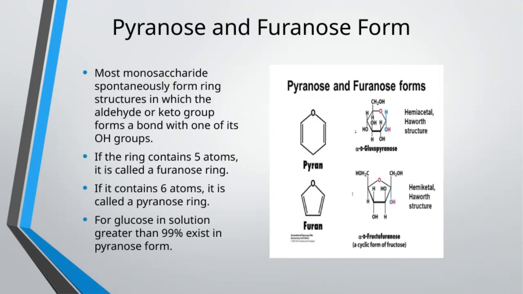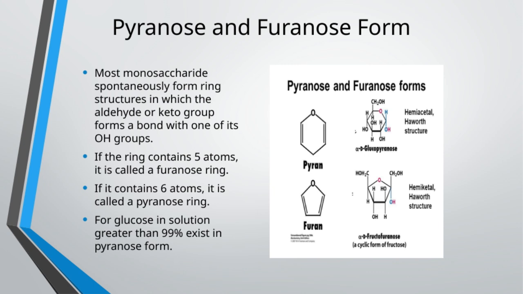Most monosaccharides, including glucose, tend to spontaneously form ring structures in solution. This happens because the aldehyde or keto group within the molecule reacts with one of its own hydroxyl groups, creating a stable ring. When the ring contains 5 atoms, we call it a furanose ring, which resembles the structure of furan. If the ring has 6 atoms, it's known as a pyranose ring, similar to pyran. In the case of glucose, more than 99% of molecules in solution exist in the pyranose form, which is more stable and prevalent.